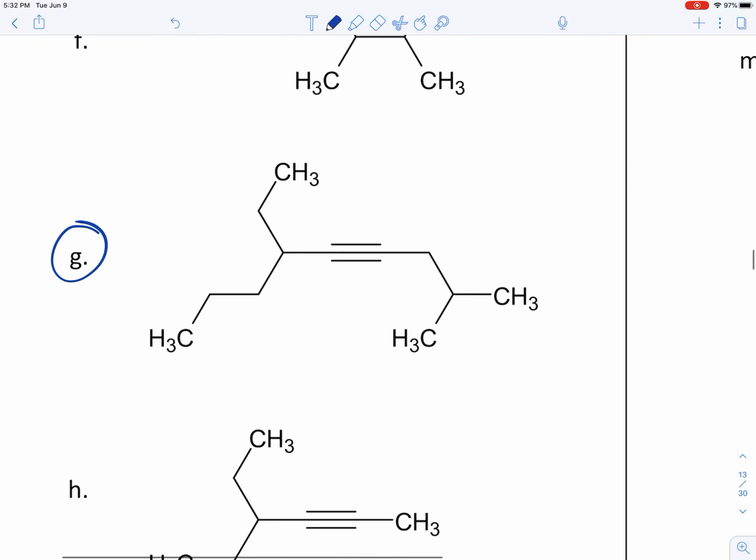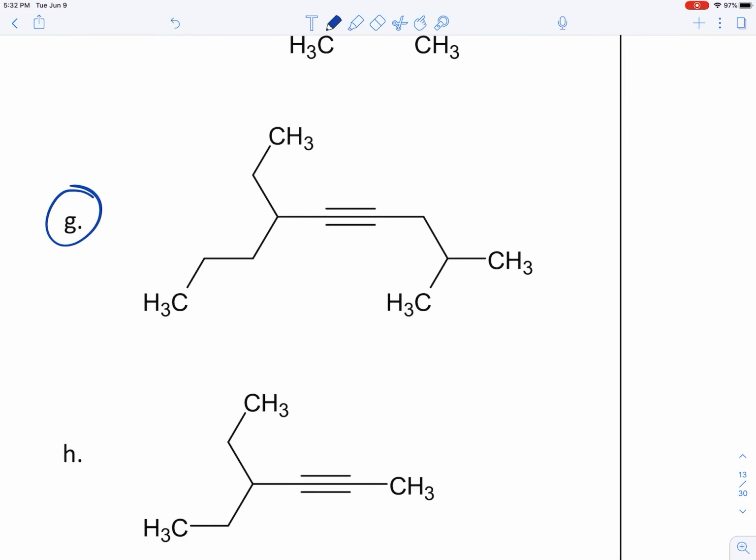Try part G, see if you can do this guy. Pause the video and give it a try. So the parent chain, the longest chain, 1, 2, 3, 4, 5, 6, 7, 8, 9. We have 9 atoms in the parent chain. It's an alkyne, a triple bond, so it's going to be non- as the parent.